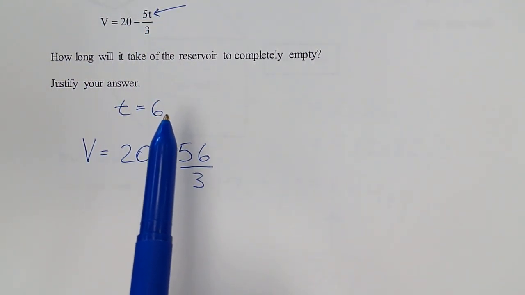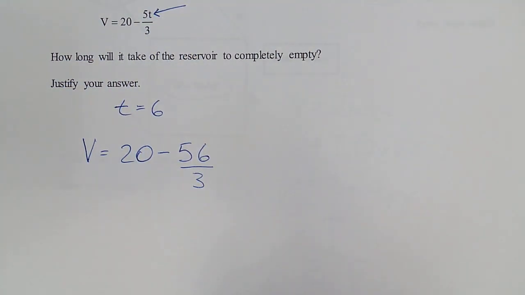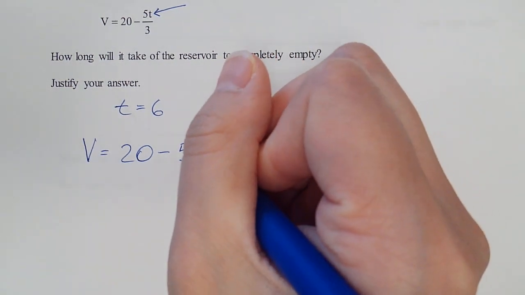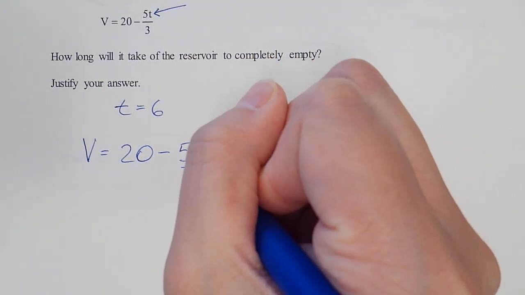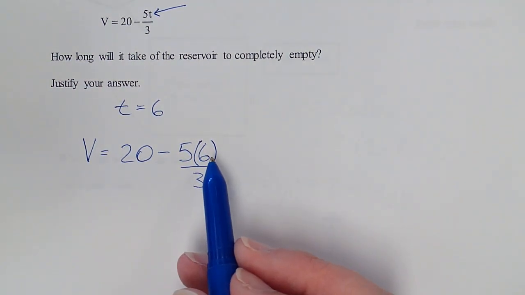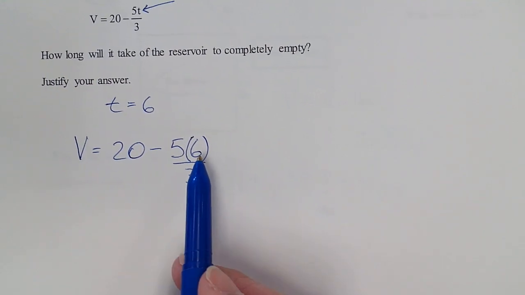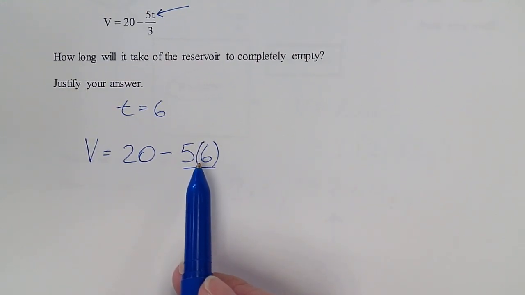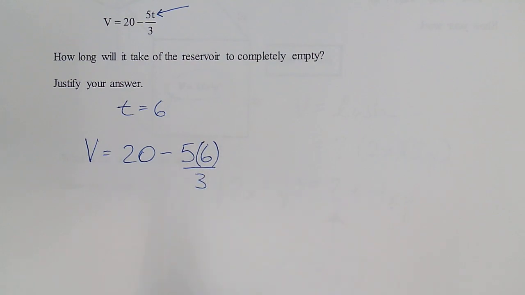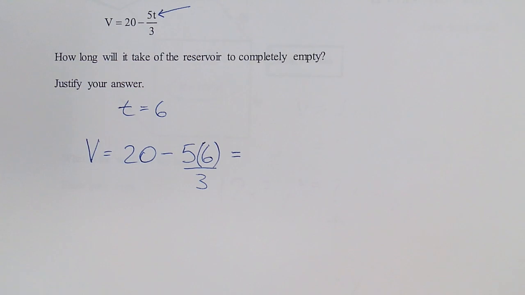5t does not mean 56. If it's 10, it doesn't mean it's 510. What does 5t mean? 5 times t. So either put a bracket or put a times sign. Whenever you substitute, make sure you put in brackets. That's very important when we go into the next section as well.